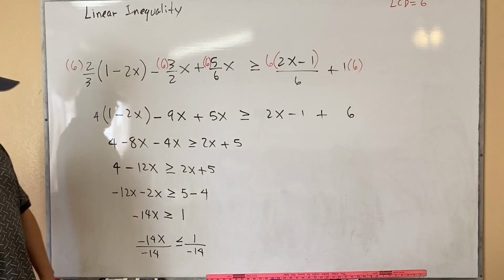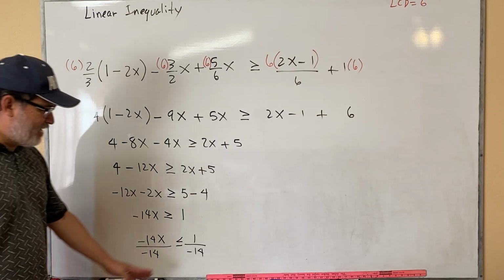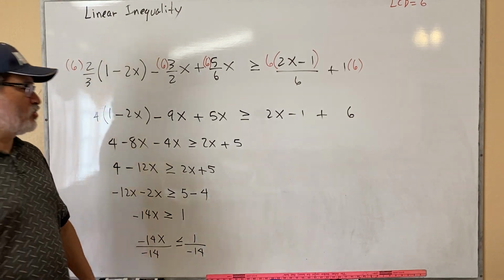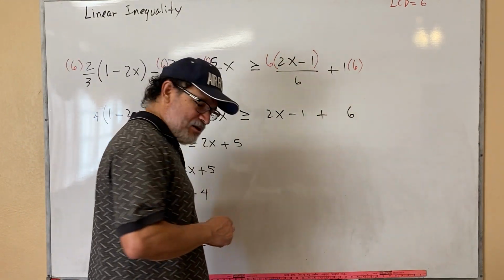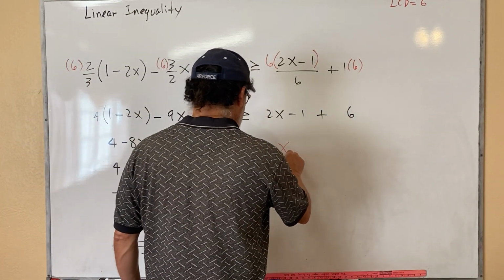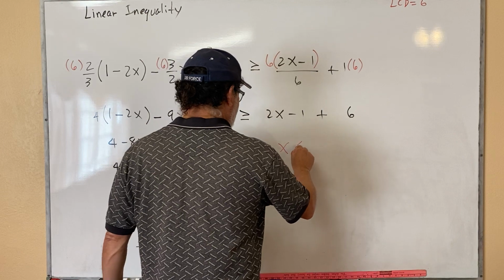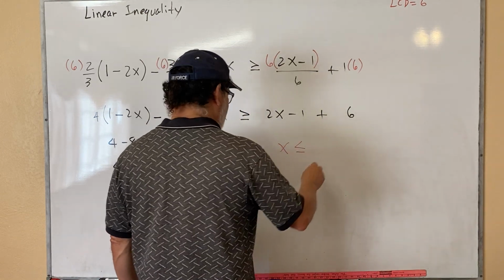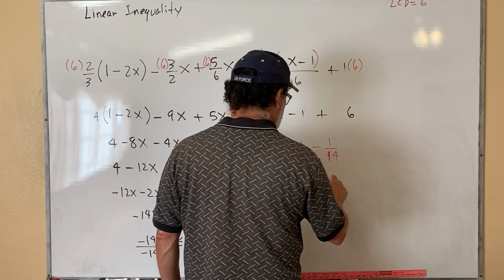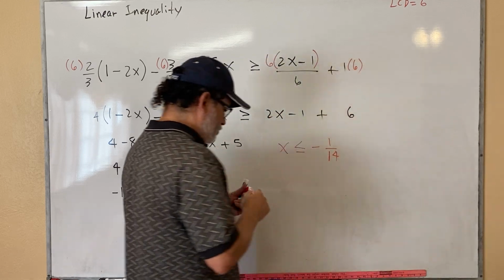The negative 14 cancels negative 14. And a positive divided by negative is negative. So therefore, the answer, let me write the answer in red. So therefore, x is less than or equal to negative 1 over 14. There you go.